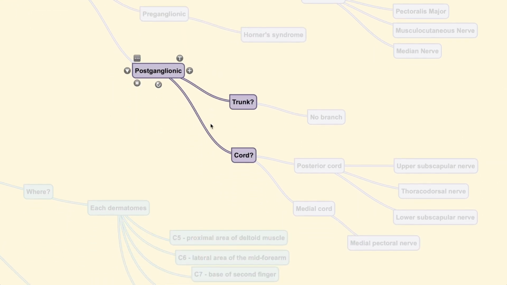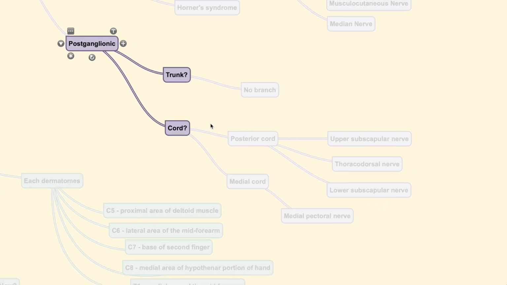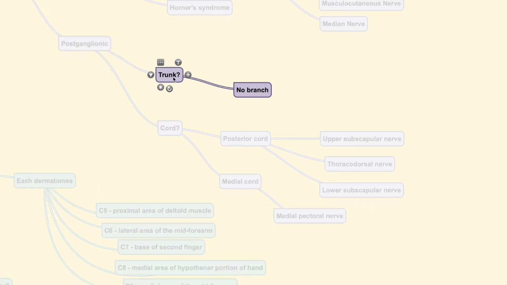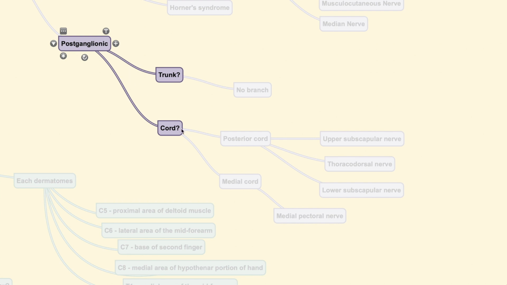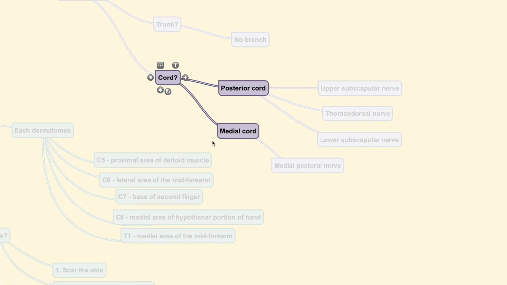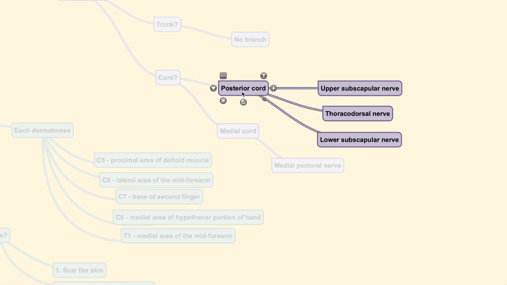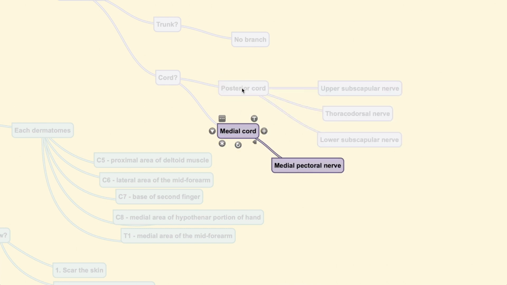Now, for the post-ganglionic signs, you cannot check the trunk injury to the trunk region because there is no branch coming out of it, and so is the division. There is also no branch coming out of it. So the only thing you could check for post-ganglionic is to find out which cord is affected. Is it the posterior cord, medial cord, or even both?